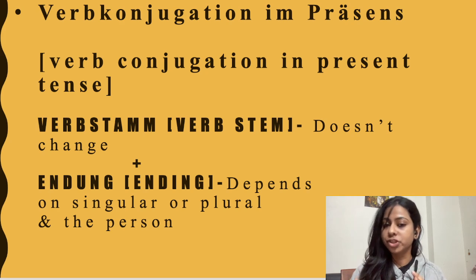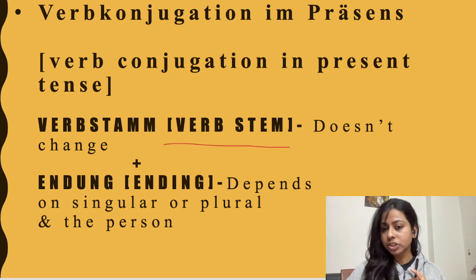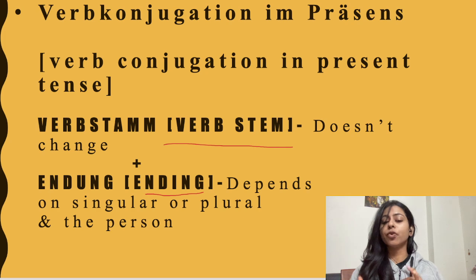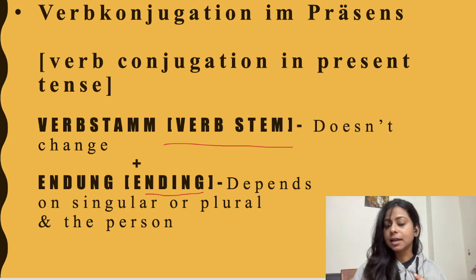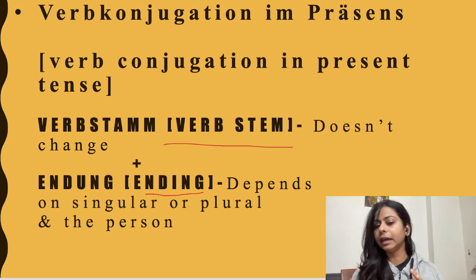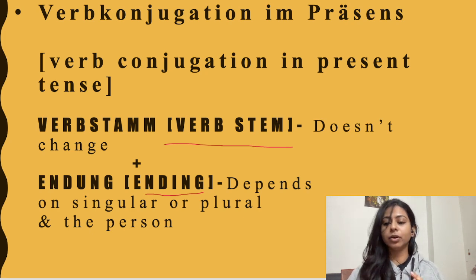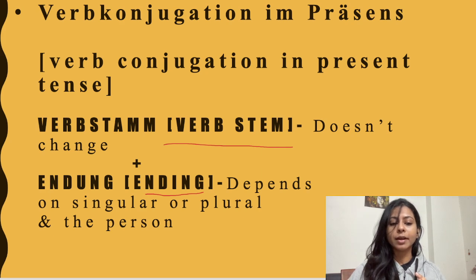So, verb Stamm, verb stem, and Endung, which means ending. The verb stem doesn't change, and the ending depends on singular or plural and the person. So for conjugating a verb in present tense, the verb stem doesn't change. The ending can vary. It depends on whether it's a person or thing, and whether it is singular or plural, and so on and so forth.